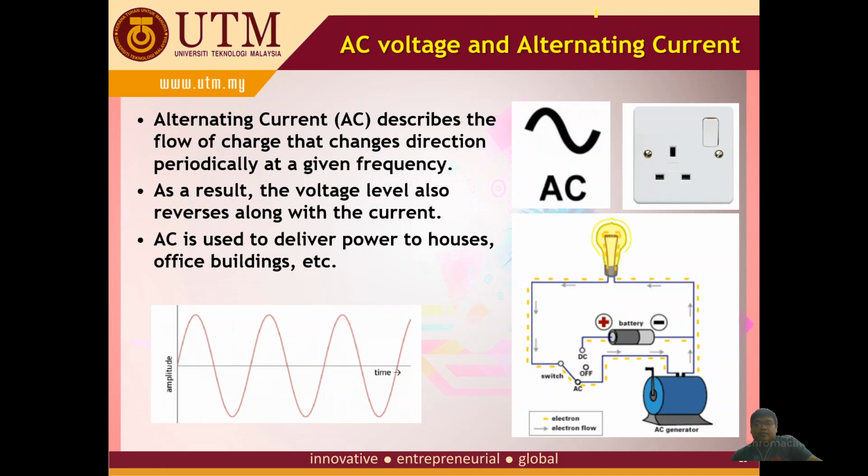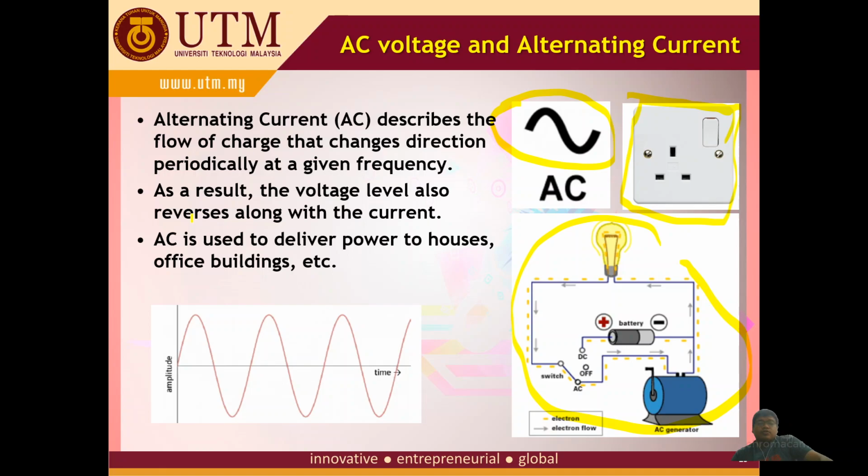The next is AC. Okay, the symbol here. This is the symbol of AC. It's a sinusoidal form. In our house, I think this is very familiar, the 3 pin socket. So it actually is an AC system. And this is the previous picture. So AC is alternating current. It describes the flow of charge that changes direction periodically at a given frequency. Actually, it changes direction. That means there are two directions that are changed periodically at a given frequency.